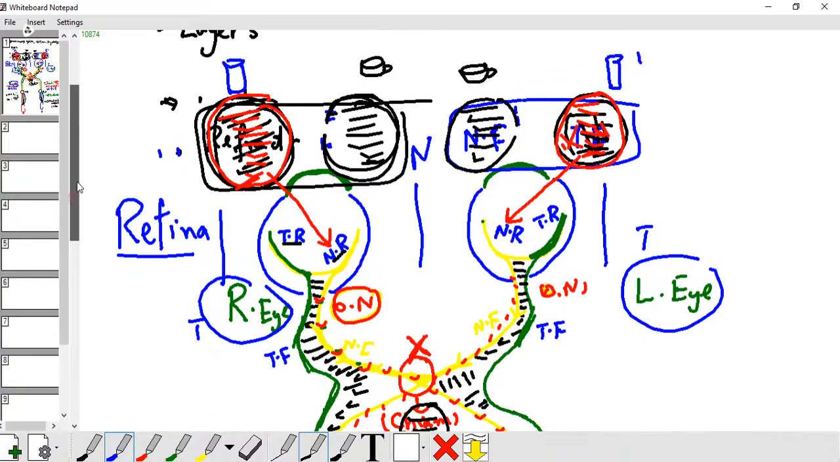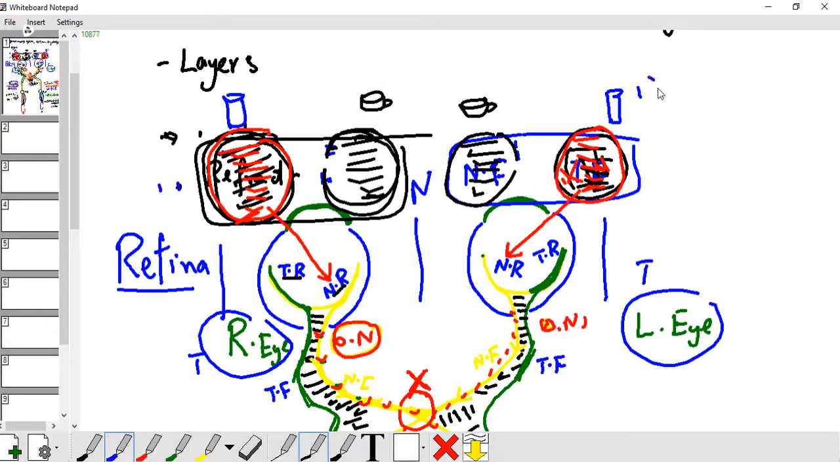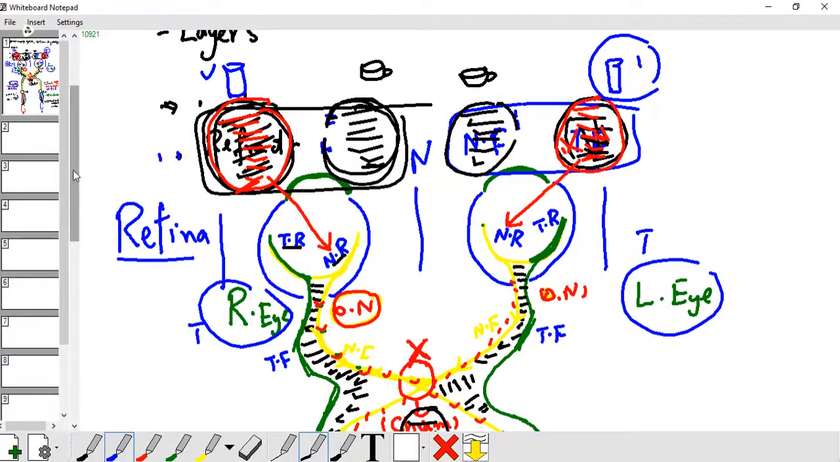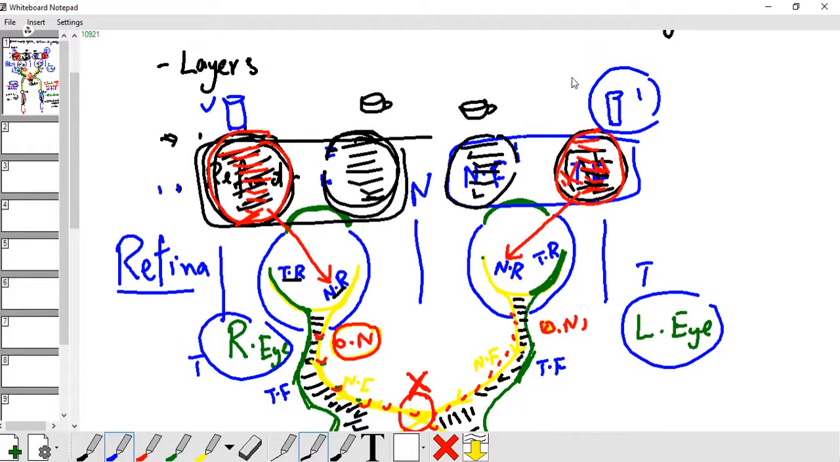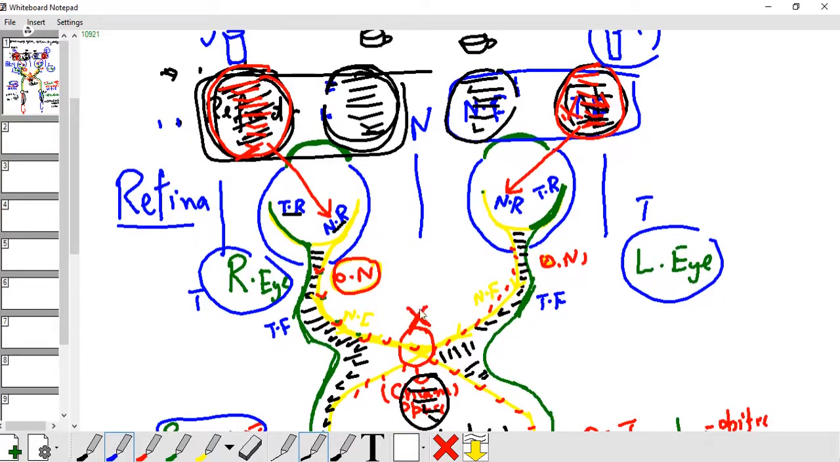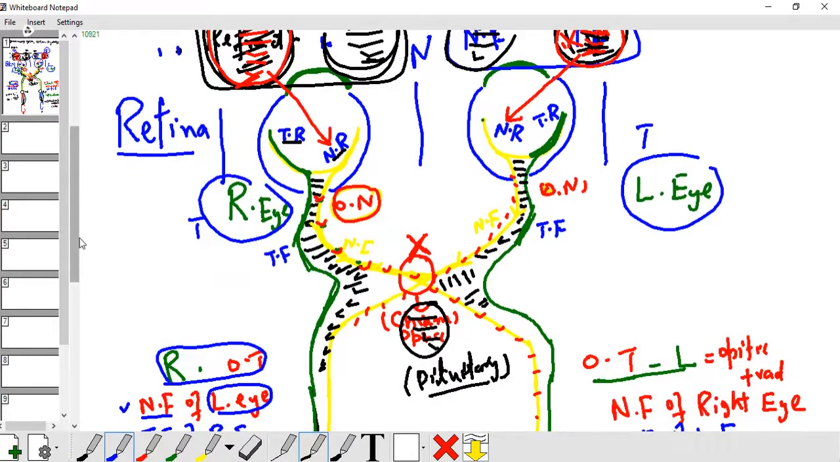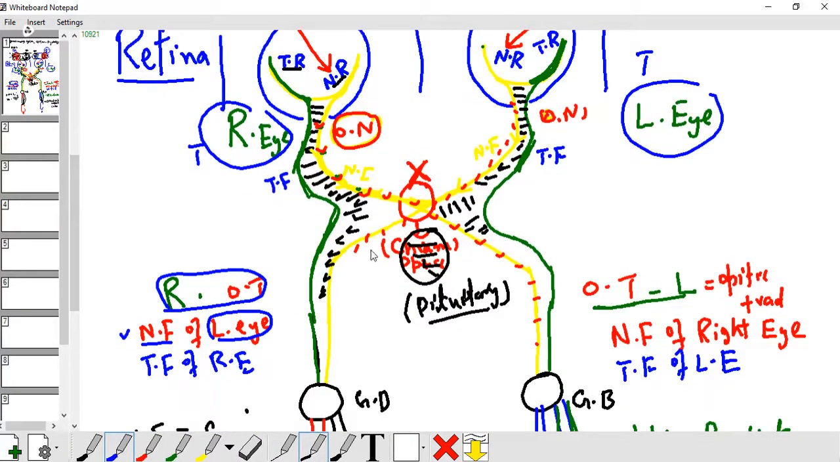So which brain is the glass I can see from right side of the eye? This glass is seen by my left brain, and the left side of glass, this glass I can see from right brain. Why this happened? Because this image focus on nasal retina, and nasal retina fiber, they are crossing to opposite side. When they crossing to opposite side, they're going to opposite brain. Now the glass image, you can see here.